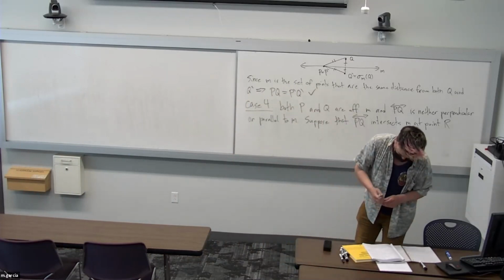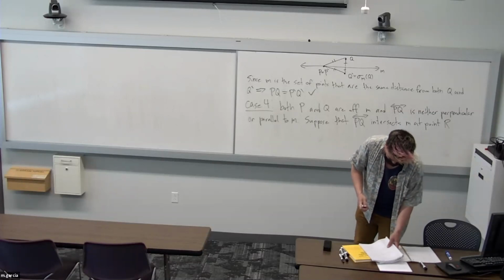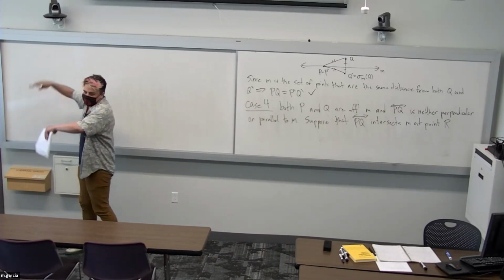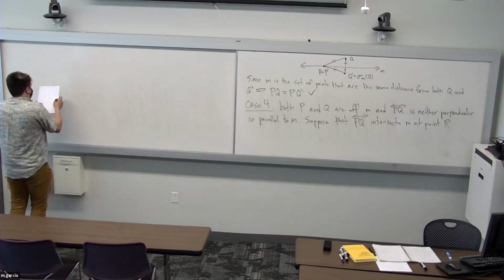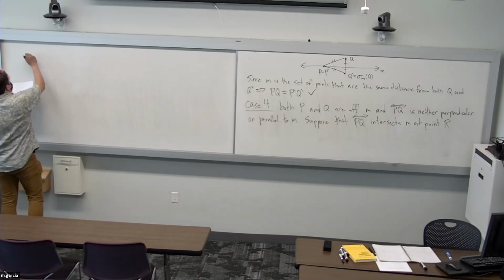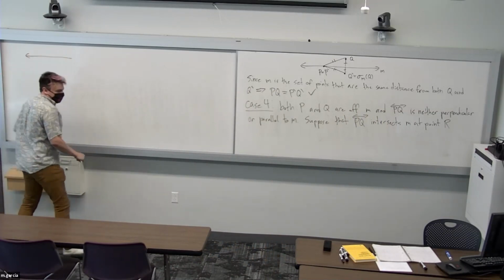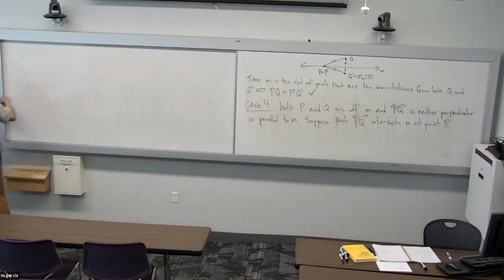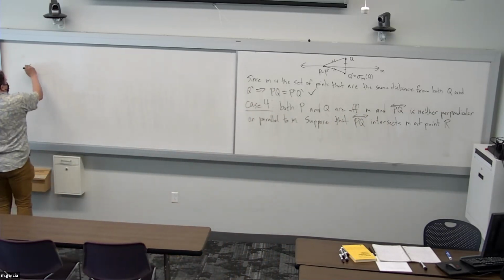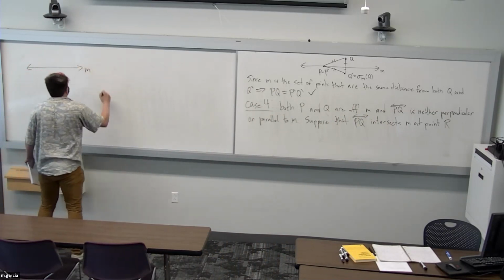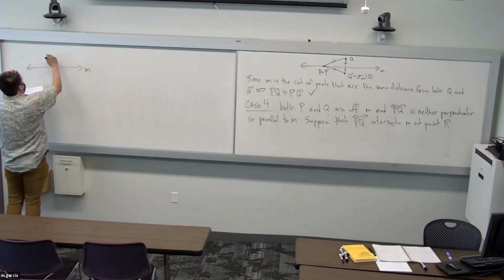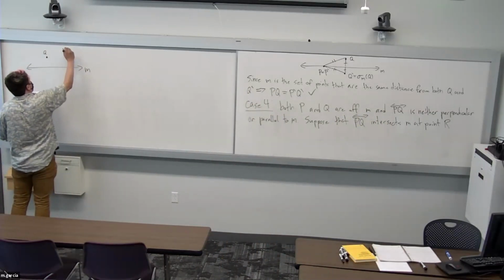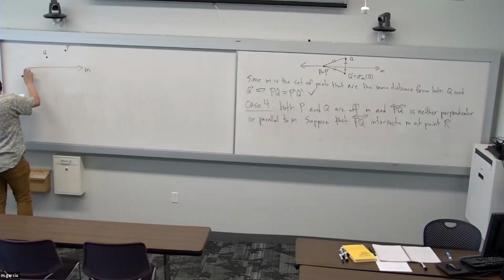Okay, so we have two cases now, right? Where P and Q are on the same side of M, and where they're on opposite sides. Okay, so let's draw this out. Actually, I should make that a little lower. I have more space. So in the case where they're on the same side, I have Q here, say, and P here. In fact, I should probably extend this out a little bit.